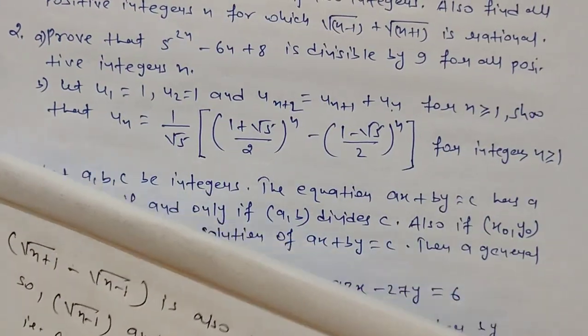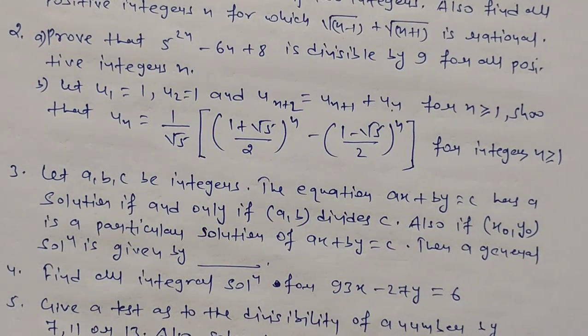Now the second part is here, that if we have the value of u1 is equal to 1, u2 is equal to 1, and u(n+2) is equal to u(n+1) plus un, then we have to show that un is equal to 1 by square root of 5 into ((1 plus square root of 5) by 2) power n minus ((1 minus square root of 5) by 2) power n, and for integers n greater than or equal to 1, means we have to take n as the set of natural numbers.